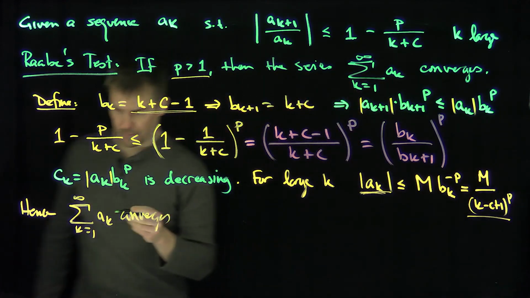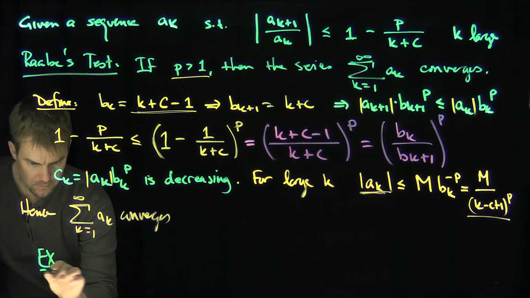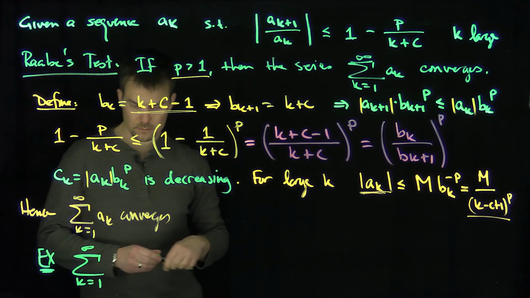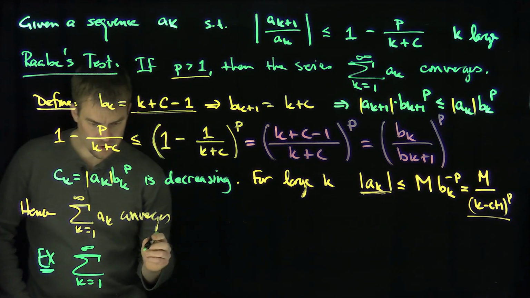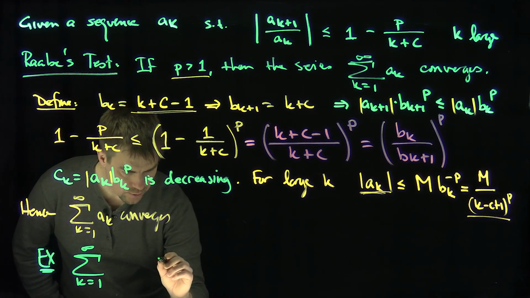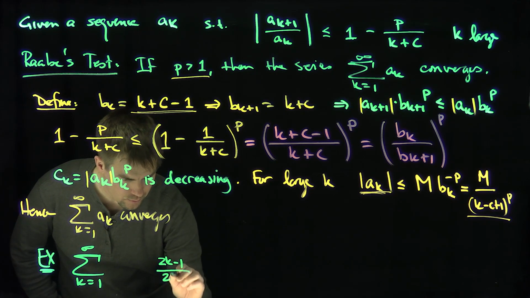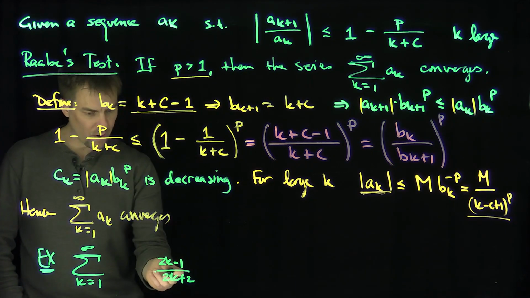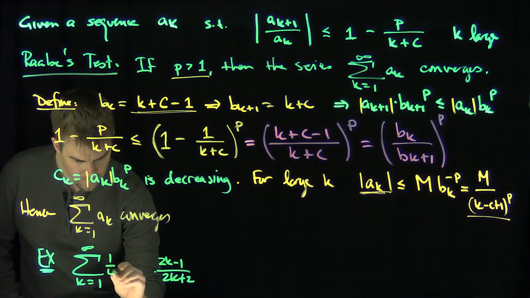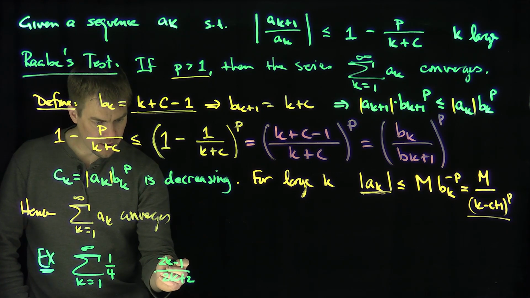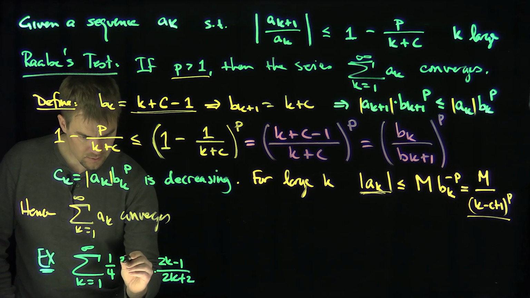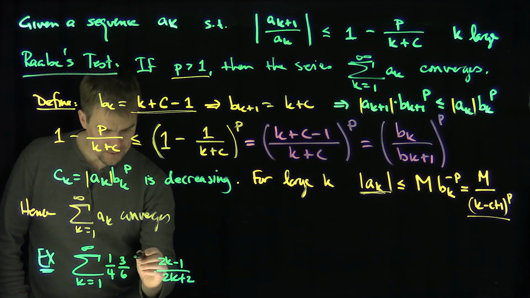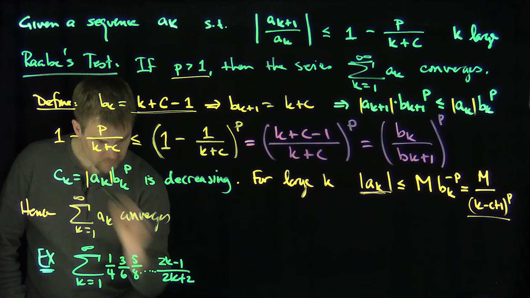So let me consider this series over here, the sum as k goes from 1 to infinity. The terms are going to have the following form: the general term is (2k minus 1) over (2k plus 2). When I plug in k equals 1, I'm going to have 1 over 4. When k is equal to 2, I'm going to have 3 over 6. I'm going to multiply all these numbers. When k is equal to 3, I'm going to have 5 over 8, and these numbers just keep multiplying like that.